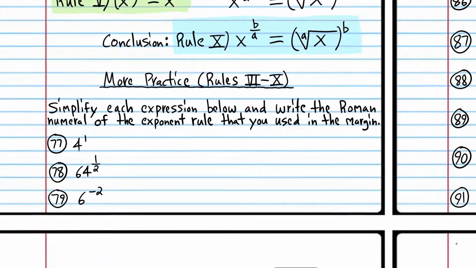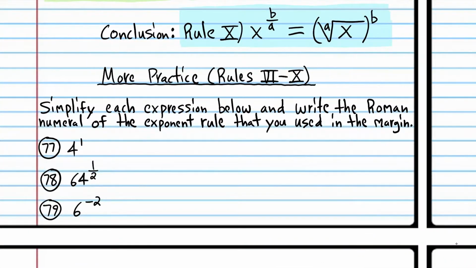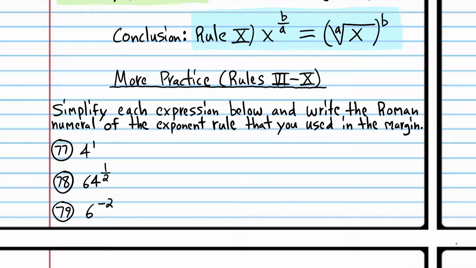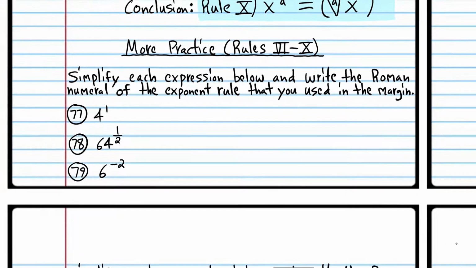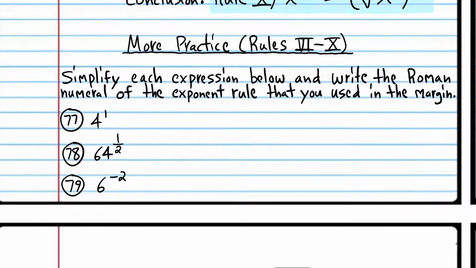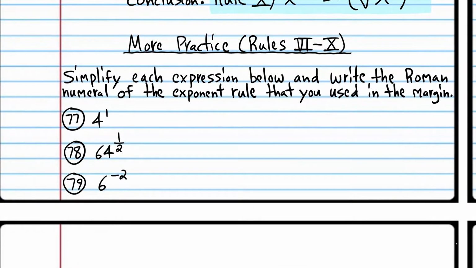So let's do some more practice on rules 6 through 10. I want you to attempt these problems. It says simplify each expression below and write the Roman numeral of the exponent rule that you used in the margin. The same problems we did before, but now, like I said, we're focusing on rules 6 through 10. So be sure to write the rule number in the margin and simplify that expression. So try number 77, and when you come back, we'll do it together.